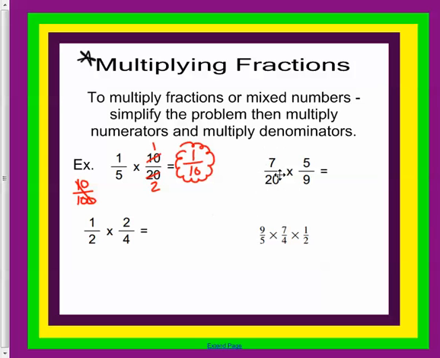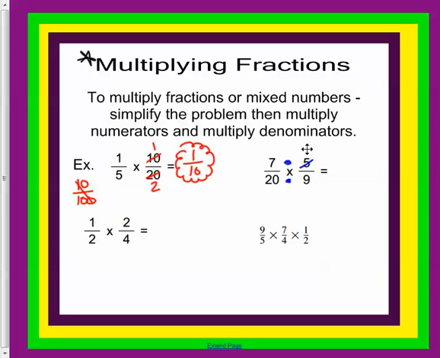Okay, so in this case, 7/20ths can't be simplified and 5/9ths can't be simplified. But if I were multiplying 7 times 5 and 20 times 9, that would be pretty complex. So we can also simplify cross from one another. Anything in the numerator can be simplified with anything in the denominator. So 7 and 9 can't be simplified, but 5 and 20 can.